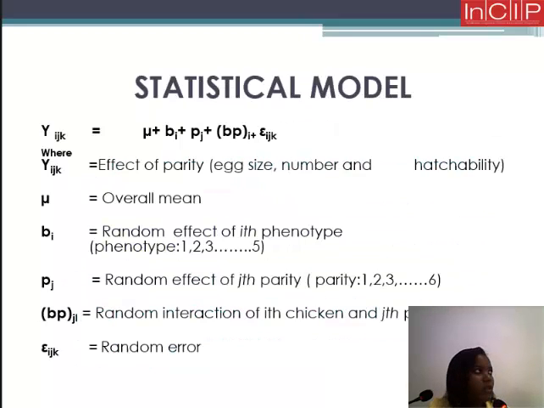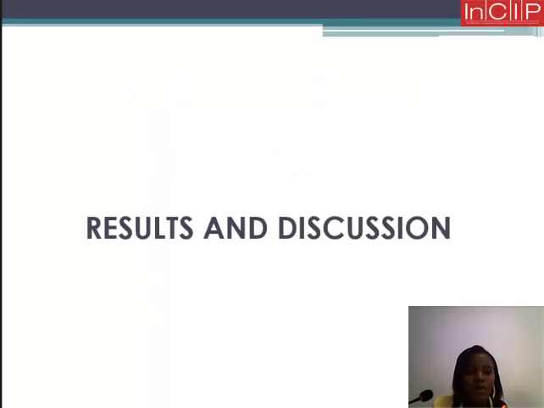So this is a model that I used, where Y is the effect of parity on those reproductive parameters. Mu is the overall mean. Bi was the random effect of ith parity. P was the random effect of jth parity from parity 1 to 6, and BP was the random interaction of ith chicken and ith parity, while E was the random error.